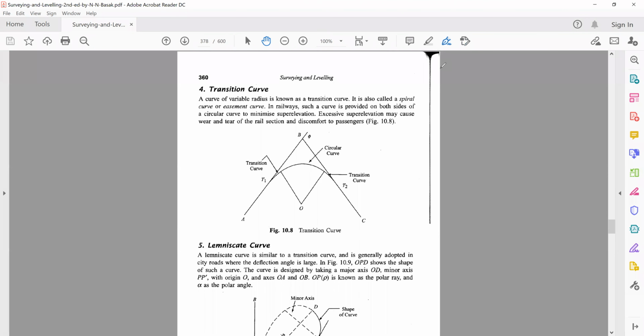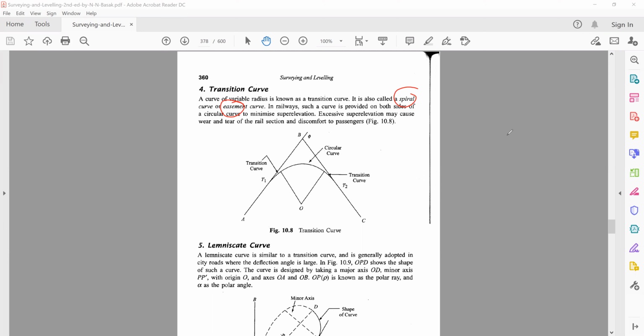And then we have a transition curve. So a transition curve is also called a spiral curve, or an easement curve. So as the name suggests, a transition curve is basically a simple circular curve, but at the beginning points of the simple circular curve, before and after, you give a curve which has very less curvature.